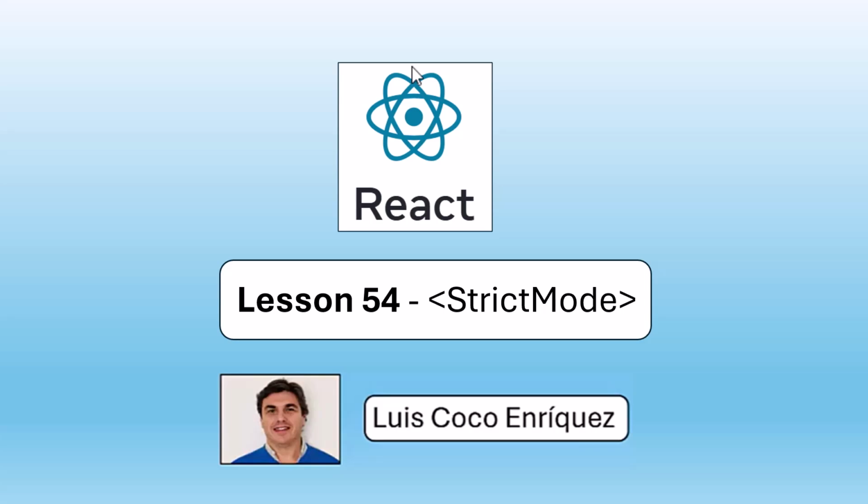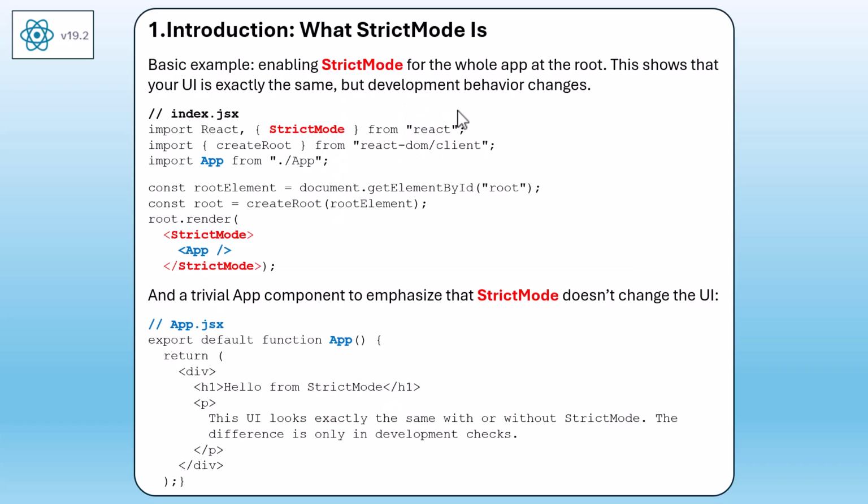Lesson 54: Strict Mode. 1. Introduction. What strict mode is. I want you to see strict mode as a React development tool whose mission is not to change what users see, but to act as an internal inspector during development. It adds no visual output, it does not modify the final interface, and it has no effect in production. Its purpose is to help us detect potential issues in our codebase early on.